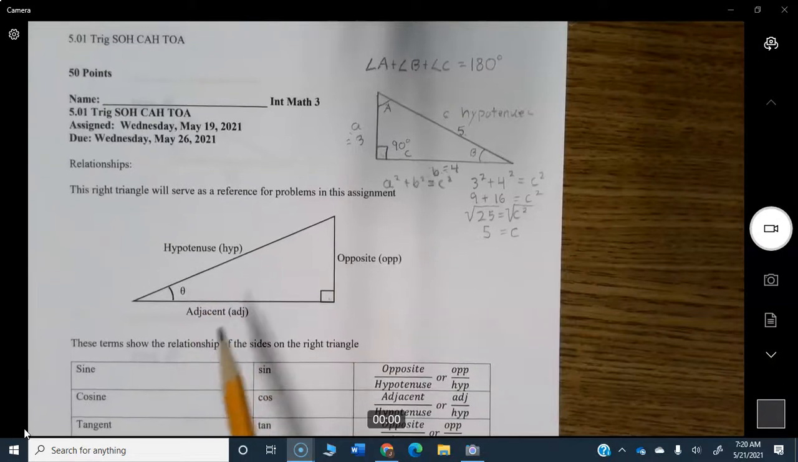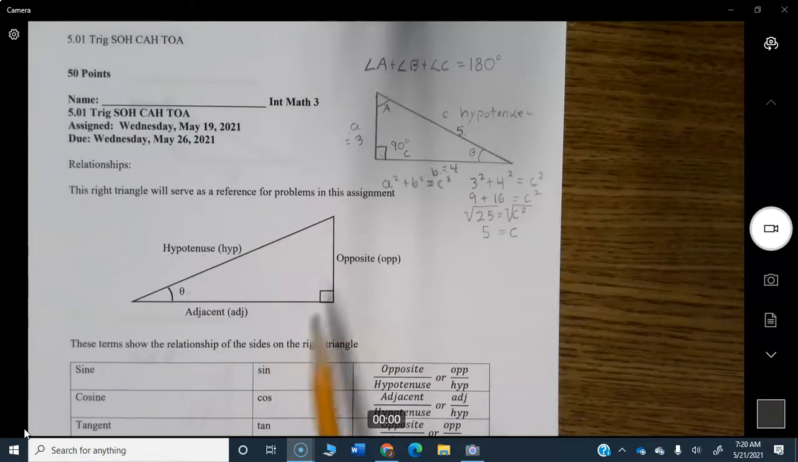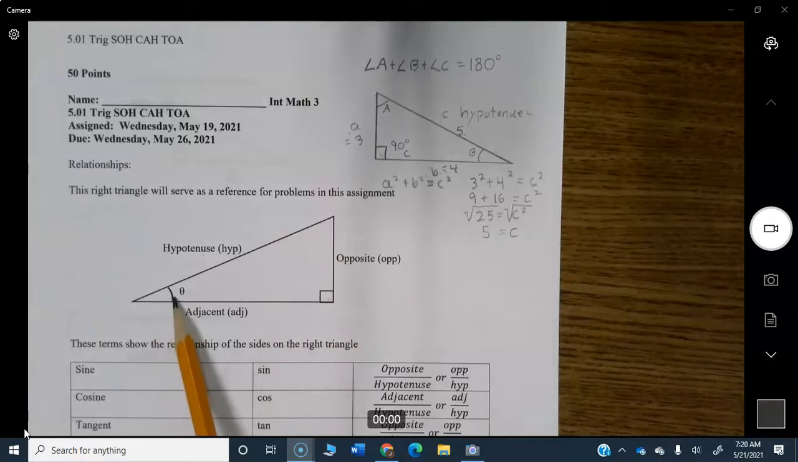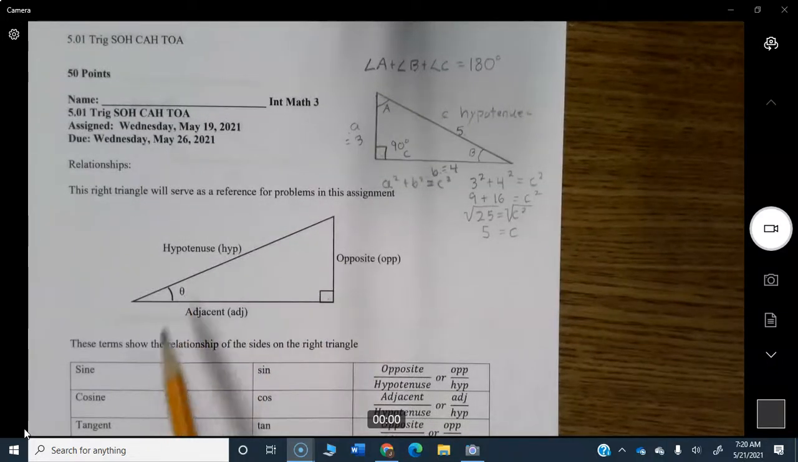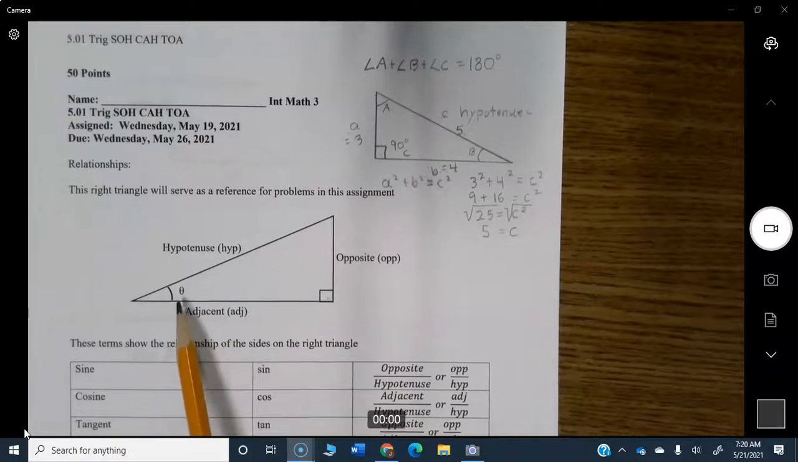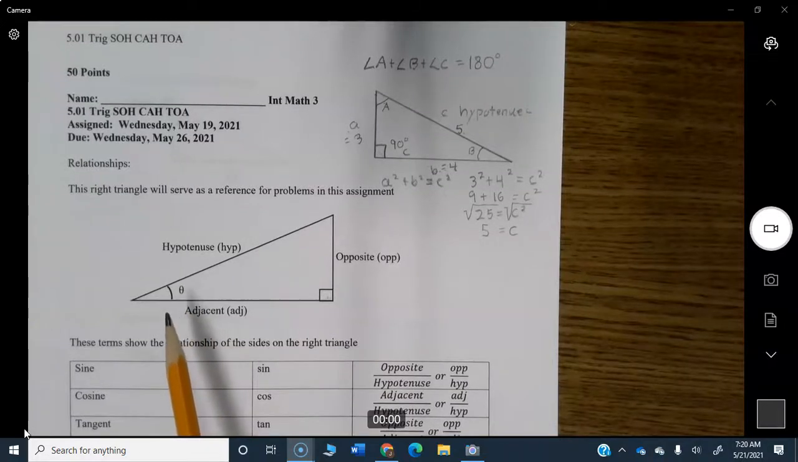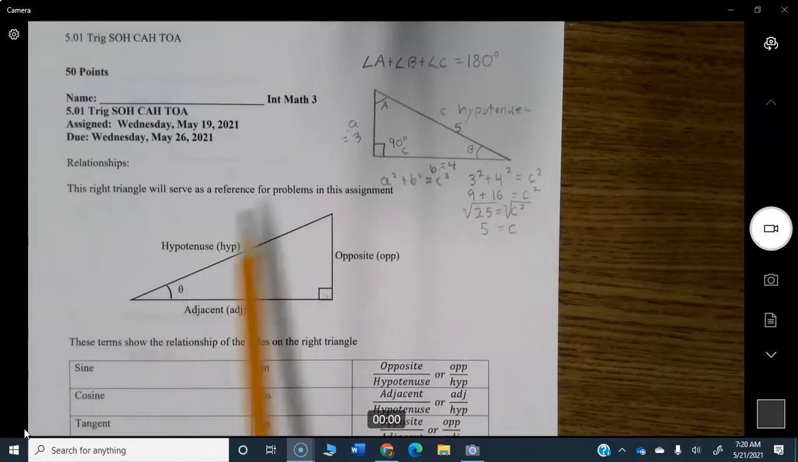So one side and one angle other than the 90-degree angle. So you really know two angles, in other words. You know the 90-degree angle and whatever this angle is, theta. Theta is a Greek letter, and it's commonly used to represent an angle, an unknown angle, or an angle that's known if you put theta equals some number. Okay, now let's talk about this.